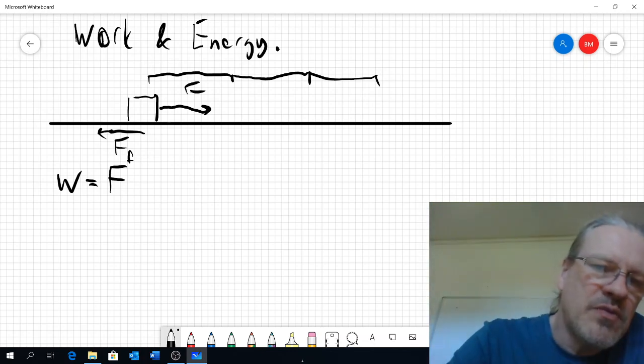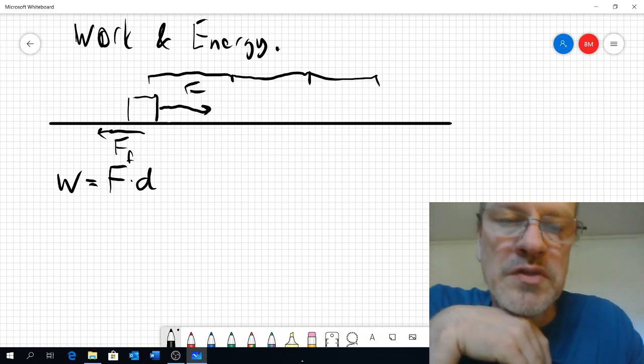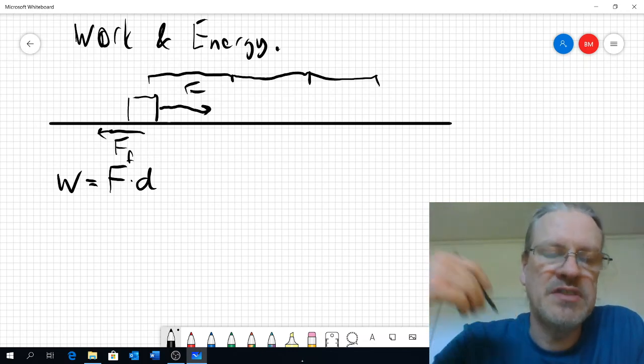So in the end we will get this, and that will actually be our definition: work equals the force in the direction of the motion times how far you moved. So the force times the distance.